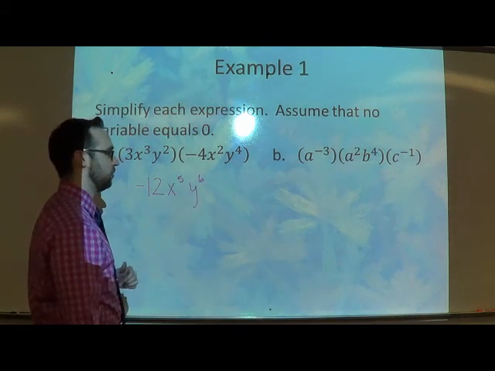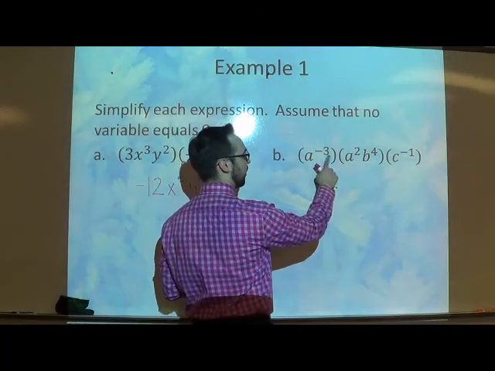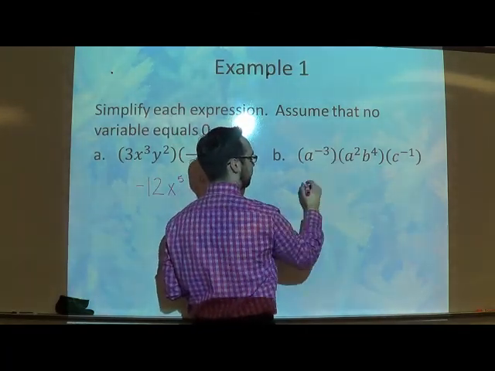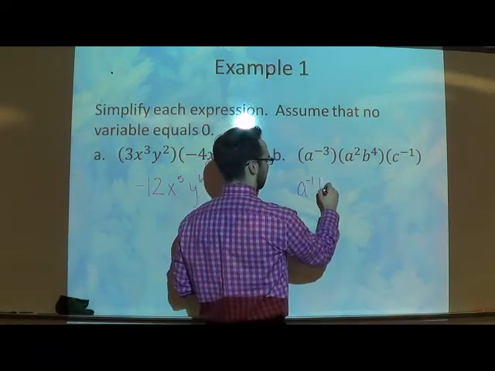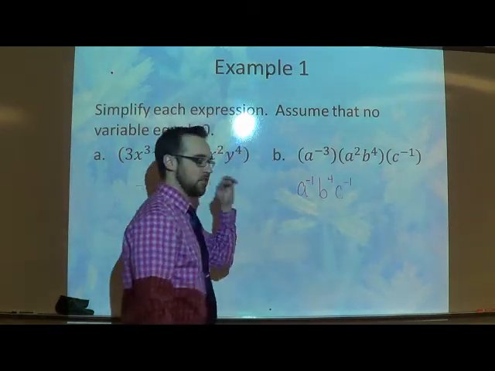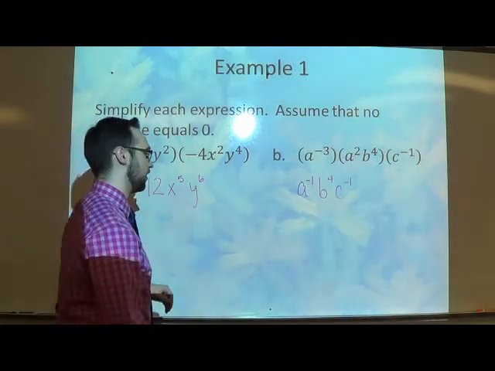The next one is a little different because we have negative exponents. So for this one, we're going to multiply all of our like terms. So we have a to the negative 3 times a squared. We add them. So we have a to the negative 1. b to the 4th stays the same because there's nothing to multiply by. And same thing for c to the negative 1. Now you never want to leave it with a negative exponent. That's not simplified. You do want to rewrite it or reduce it.